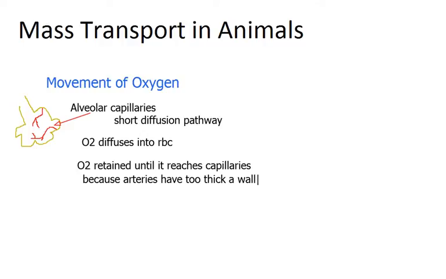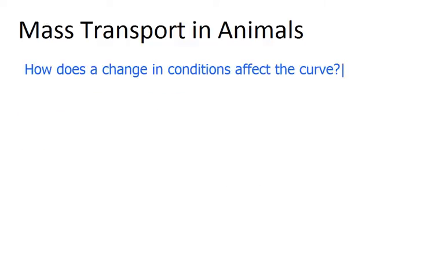Once the oxyhemoglobin enters tissue capillaries, it diffuses out into the tissue cells for tissue cells to use for respiration. Okay, so now we'll look at how changing the conditions will change the oxygen dissociation curve. First we'll start off with how carbon dioxide affects the dissociation curve, and this actually has a name. It's called the Bohr effect.